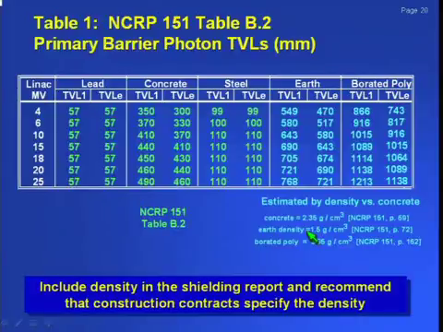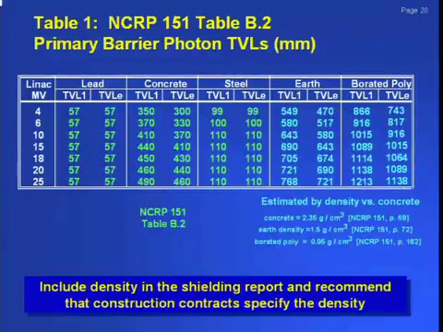This is a set of tables straight out of NCRP 151 that shows all your different primary shielding materials you will wind up using in your calculations. These include density in the shielding. I want to make sure you include the density that you are assuming your concrete is based on in your shielding report.